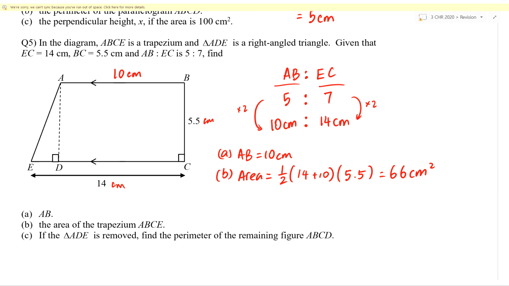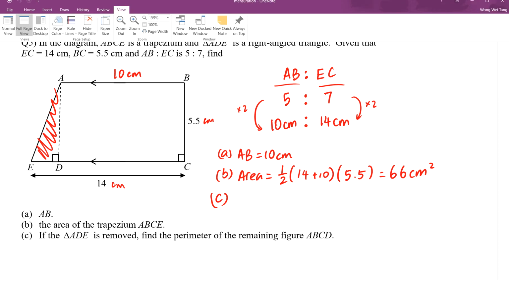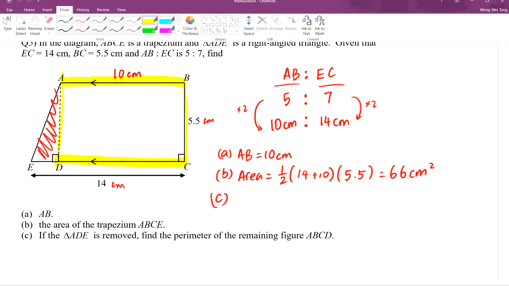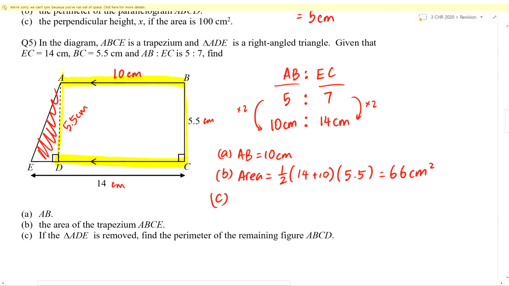Okay? And then finally for part C. Triangle ADE is removed. Okay, let's take this away. Find the perimeter of the remaining figure ABCD. A, B, C, D. Join it back up to A. We have removed the triangle already. Now do we have all these lengths? We're missing one of it, right? AD is missing. But we earlier said that it is the same as BC. What shape is this anyway? What is this shape? Rectangle. So 5.5 cm here.